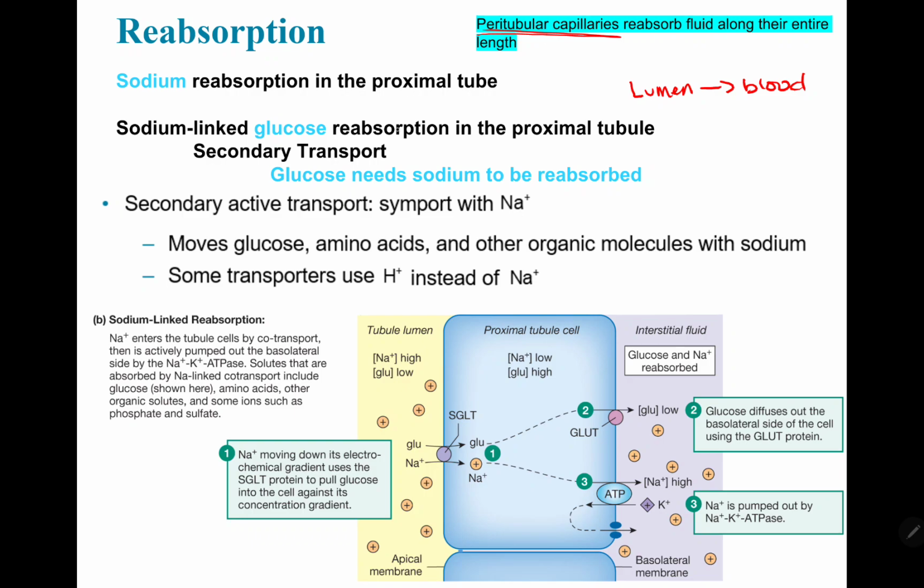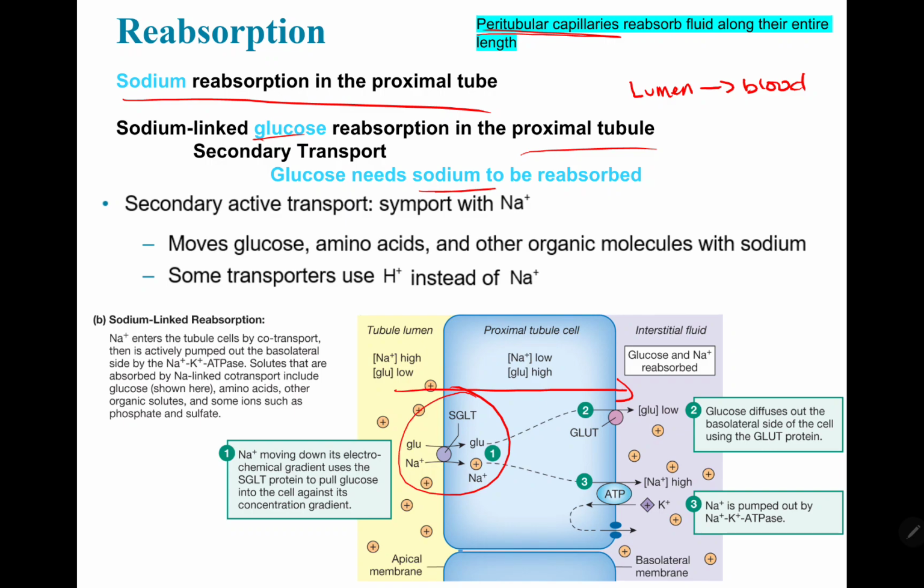So sodium is going to be reabsorbed in that proximal convoluted tubule, right? Glucose is also going to be reabsorbed in that proximal convoluted tubule, but glucose needs sodium to be reabsorbed. So it's going to be those sodium-linked glucose transporters, right? That's going to be able to accept glucose from the lumen and push it back into that interstitial fluid, back into the blood ultimately. And then we also have some secondary active transport that is symported with sodium. So movement, again, like glucose, like I mentioned, amino acids, and some other organic molecules too.